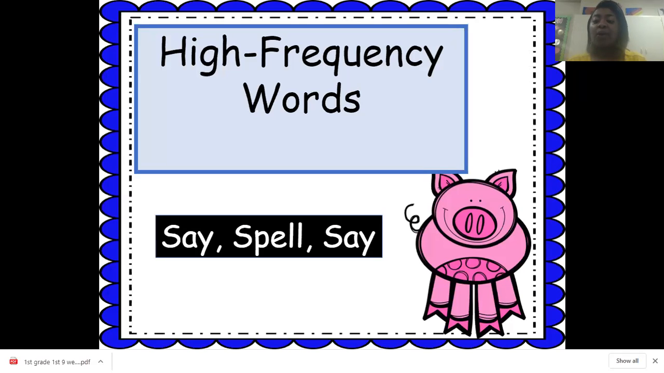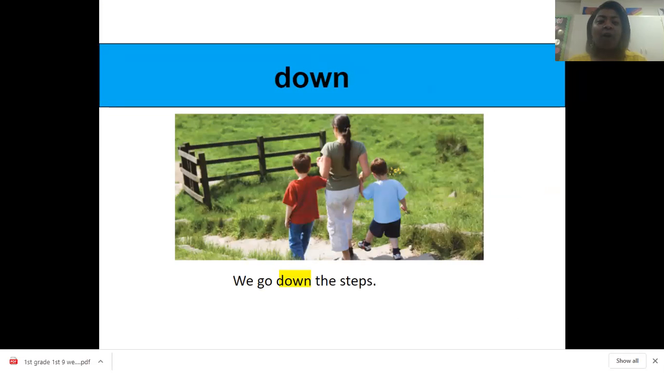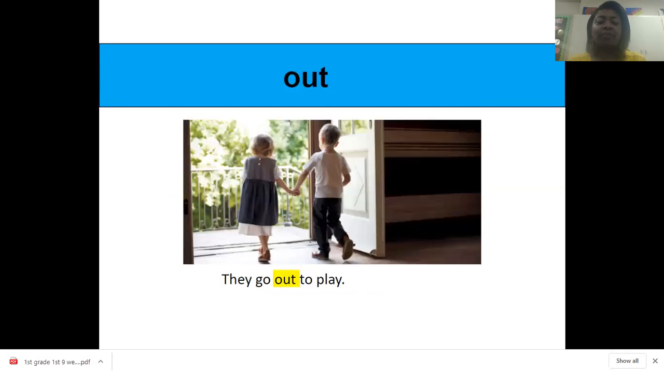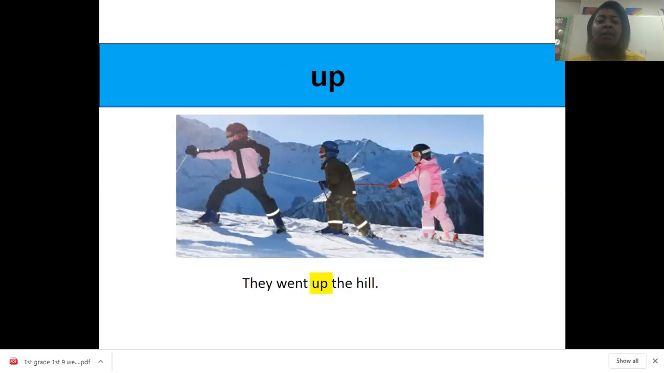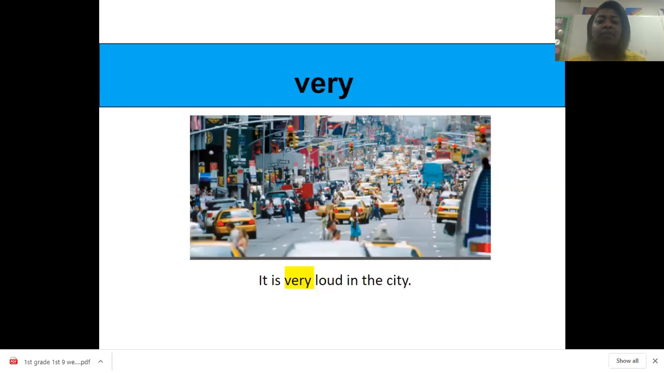Let's look at our high frequency words. We're going to say the word, spell the word, and say it again. Down. D-O-W-N. Down. We go down the steps. Down. Out. O-U-T. Out. They go out to play. Out. Up. U-P. Up. They went up the hill. Very.